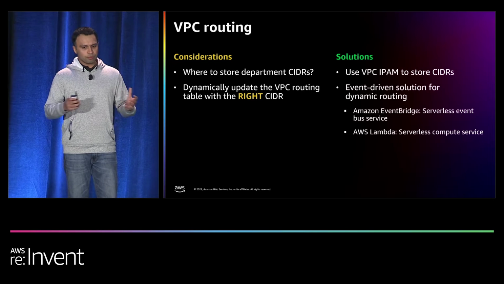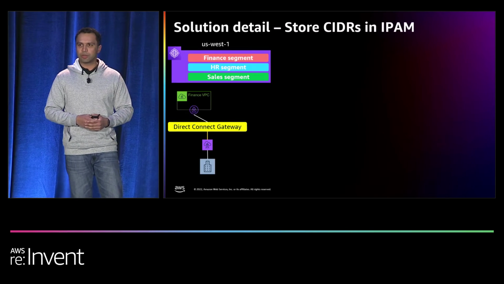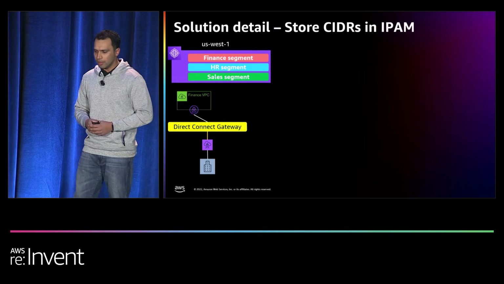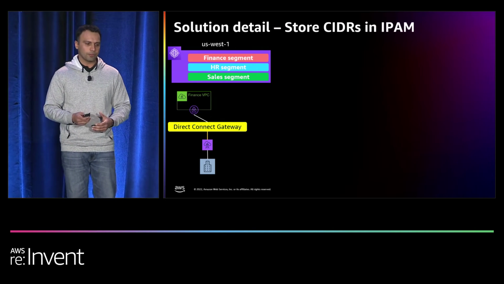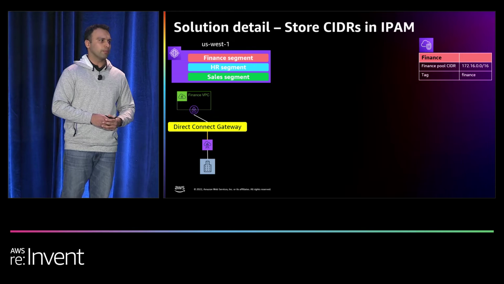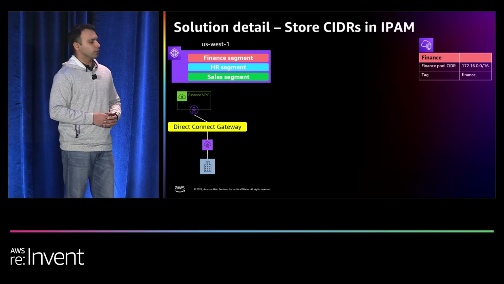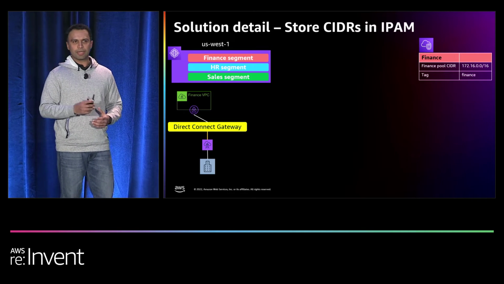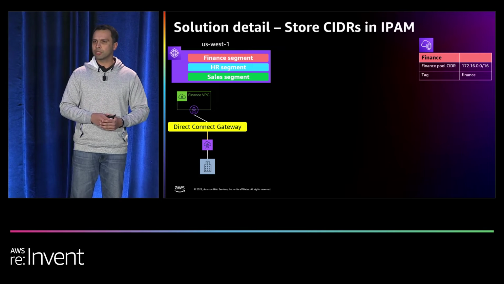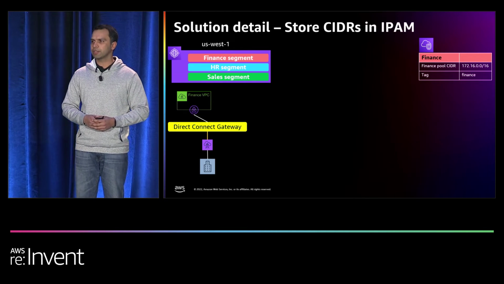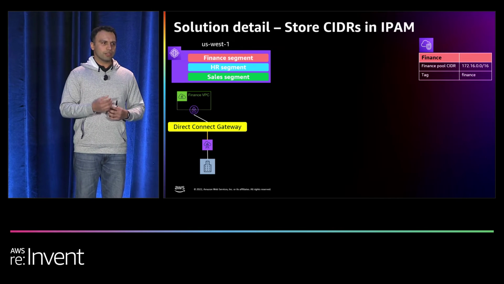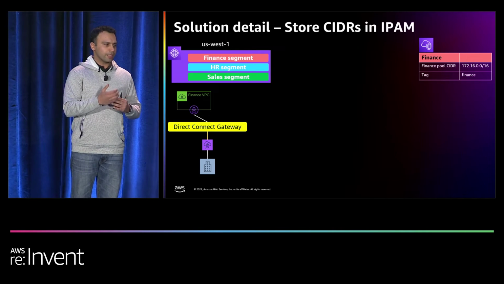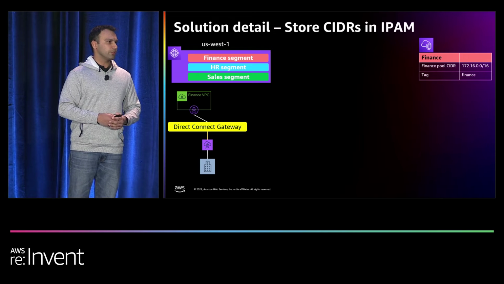So let's start putting all these building blocks together into an architecture diagram. The first thing that we spoke about was VPC IPAM here. So let's start adding VPC IPAM pools. We create one pool for the finance department. We put the right CIDR in it, which is 172.16.0.0/16.